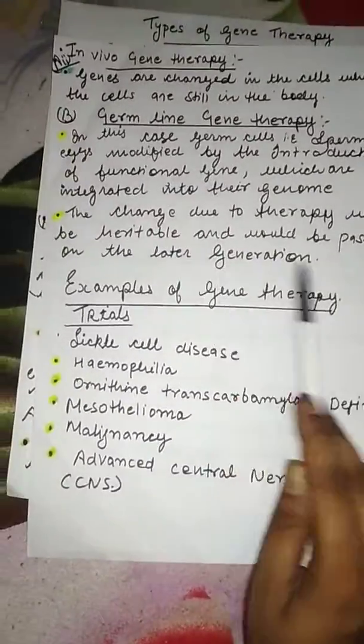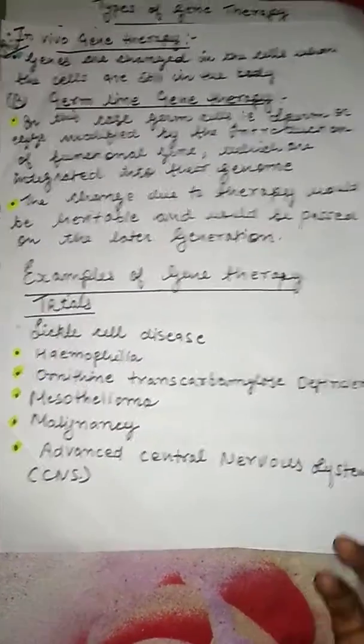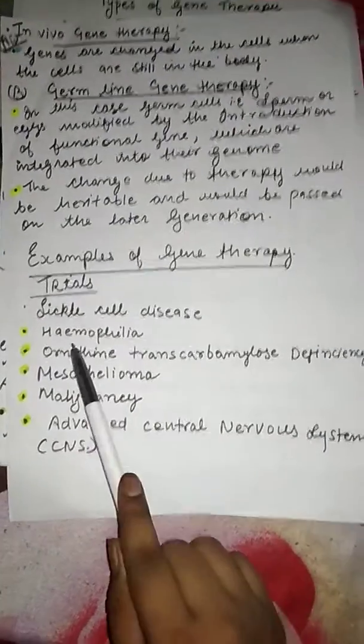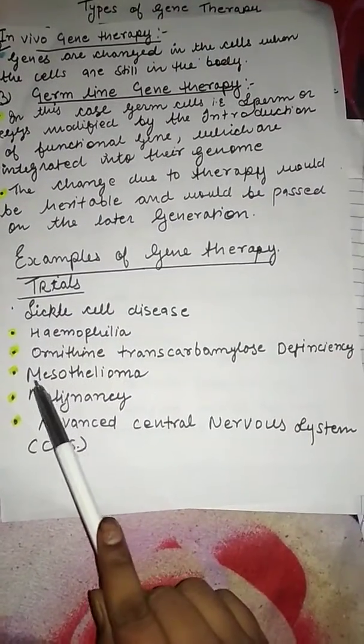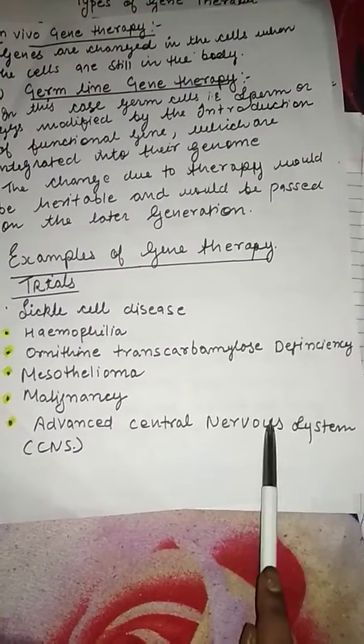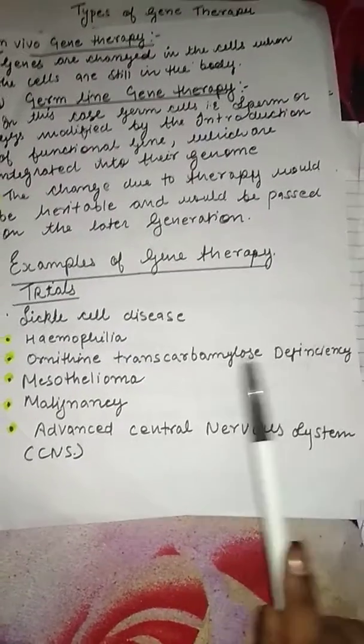The change would be passed on to the next generation. At the end, we are going to see some of the gene therapy trials, that is, diseases on which gene therapy has been successfully performed. These diseases are sickle cell disease, hemophilia, mesothelioma, advanced central nervous system disease, and ornithine transcarbamylase deficiency.